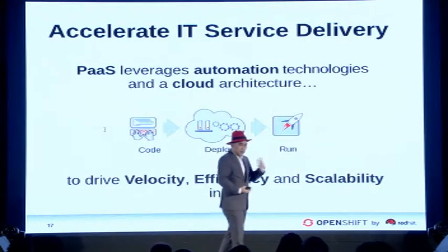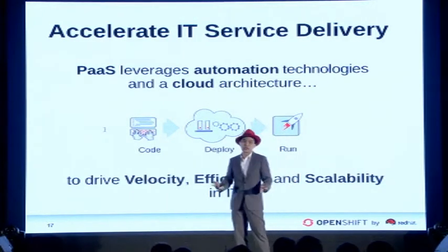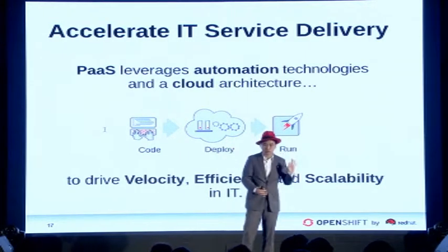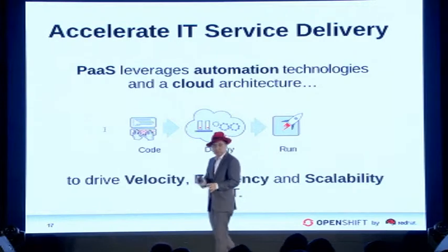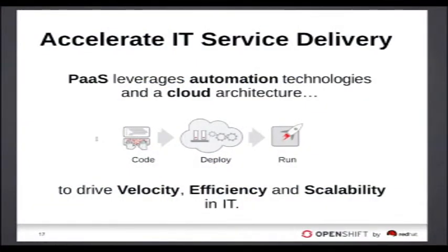And this allows us to accelerate IT service delivery, because platform as a service leverages automation technologies as well as a cloud architecture. In so doing, we are able to drive velocity, efficiency, and scalability within IT. So with OpenShift platform as a service, if you go to the Red Hat booth at the back left corner, my colleagues will be able to show you a demo, I think in about 15 minutes time, of how within 5 clicks you can actually deploy an application into the cloud, a live application.